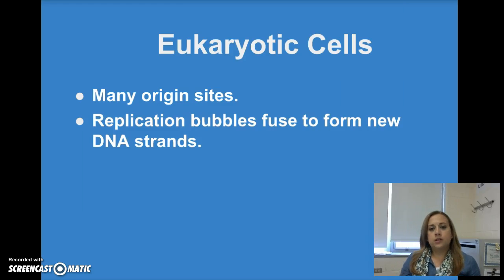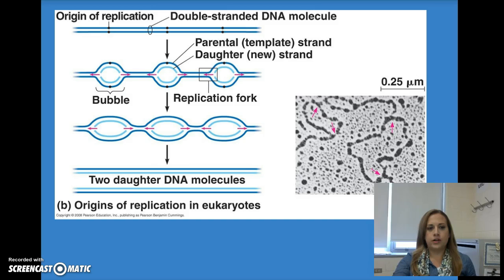In eukaryotic cells, it's a little bit different because we don't have that circular DNA, and so you have many origin sites. And the replication bubbles are going to fuse to form new DNA strands. So this kind of makes more sense if you can see it. Here is a parental strand of DNA. You can see it's a line this time instead of being circular. You have multiple origins of replication. You're going to have a replication fork on either side, and then that's going to form your bubble.